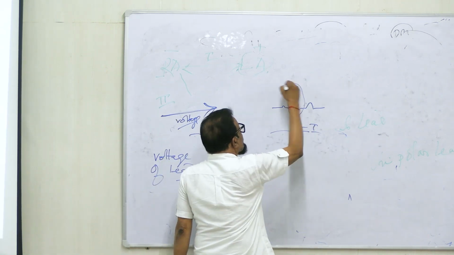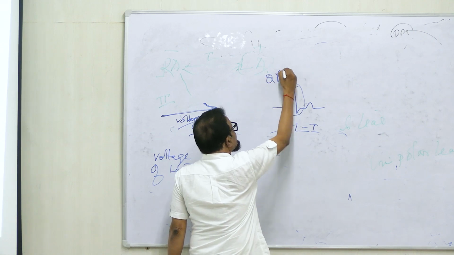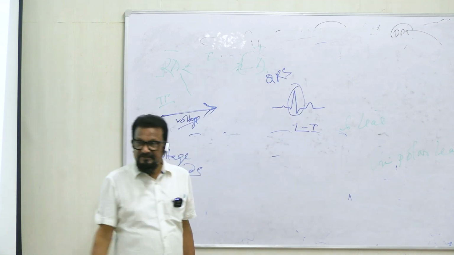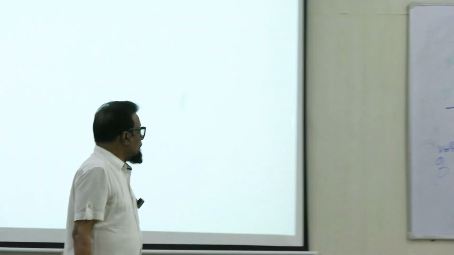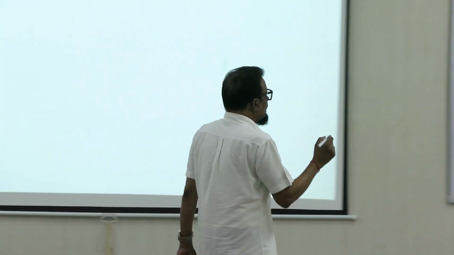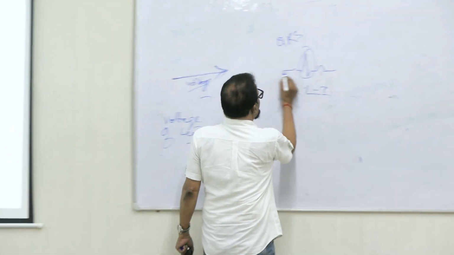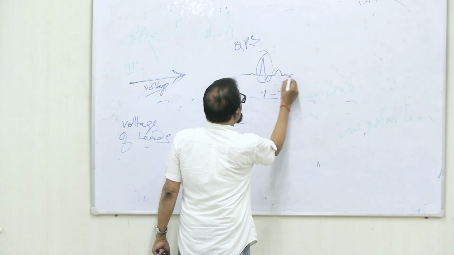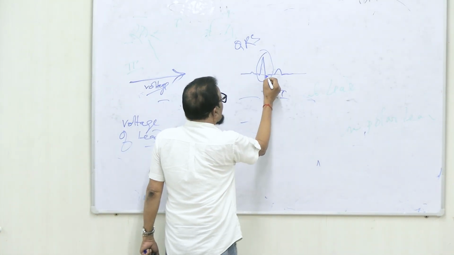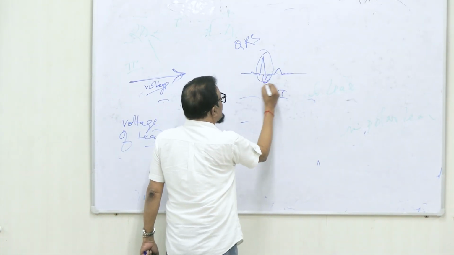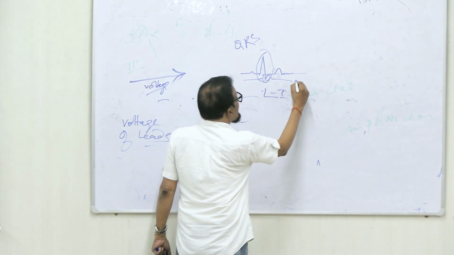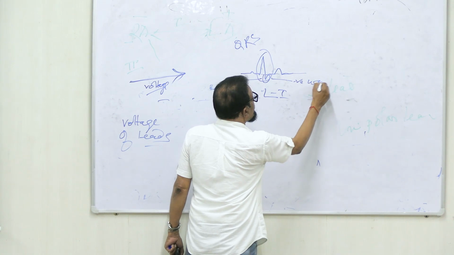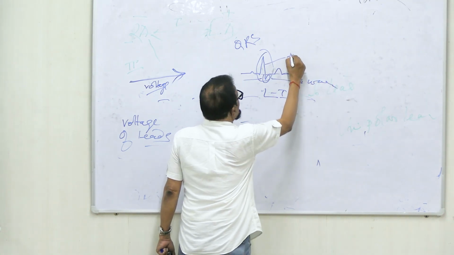This is the QRS complex. Now, this is the isoelectric line. The wave that is below the isoelectric line is the negative wave. So, S is the negative wave and R is the positive wave.